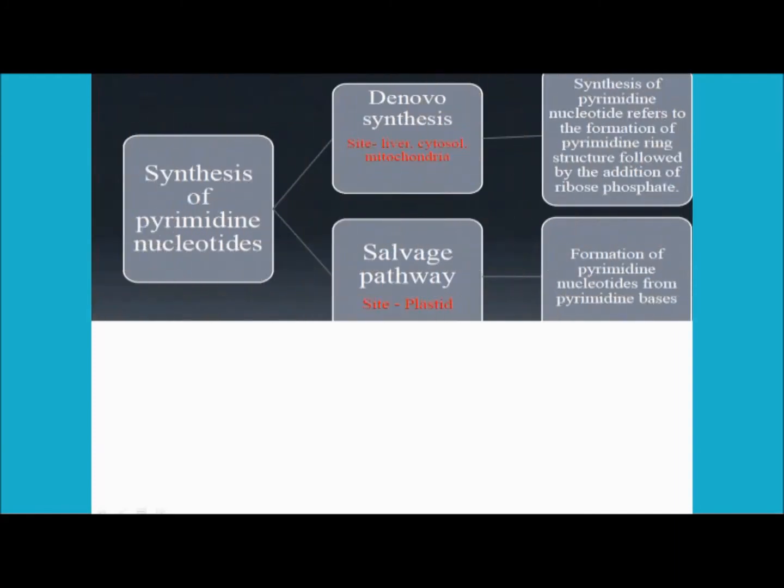Clear? So let's start with the synthesis of the pyrimidine. Again, the de novo synthesis takes place in the liver, cytosol and the mitochondria, whereas the salvage pathway always takes place in the cytoplasm. De novo synthesis of the pyrimidine nucleotide refers to the formation of the pyrimidine ring structure followed by addition of the ribose phosphate step by step, whereas in the salvage pathway, the pyrimidine nucleotides are formed from the pyrimidine bases.